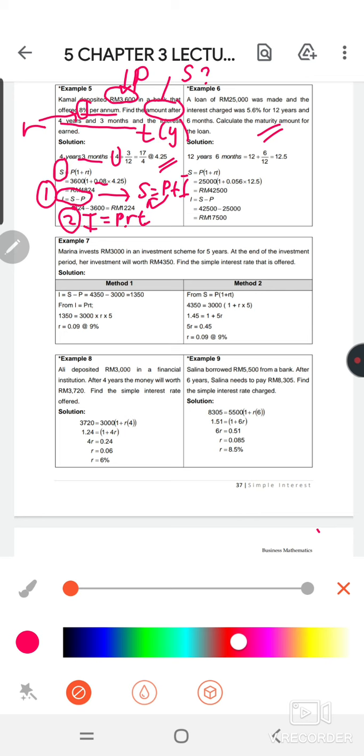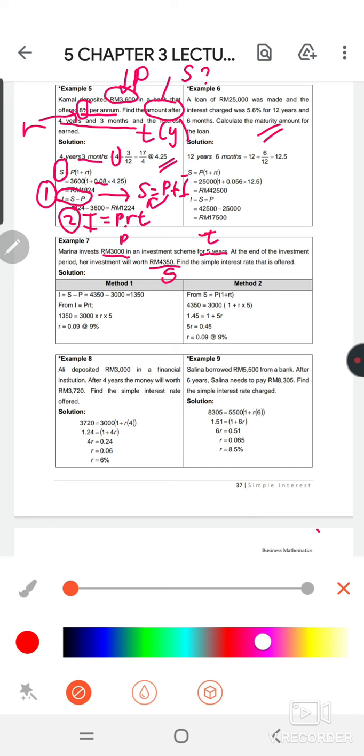Marina invest RM3,000 in an investment scheme for 5 years. Okay, this one is P, this one is T. Okay, at the end of the investment period, her investment will worth 4,350. Okay, maksudnya kat sini mula-mula dia laburkan 3,000 untuk tempoh 5 tahun. Selepas tempoh 5 tahun tu, nilai dia bertambah, wang dia bertambah kepada 4,350.